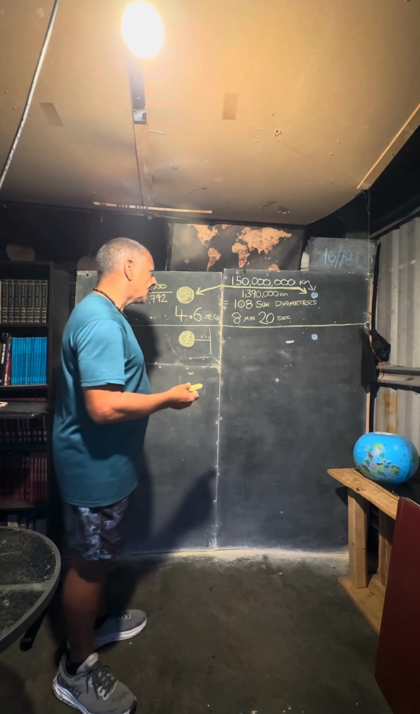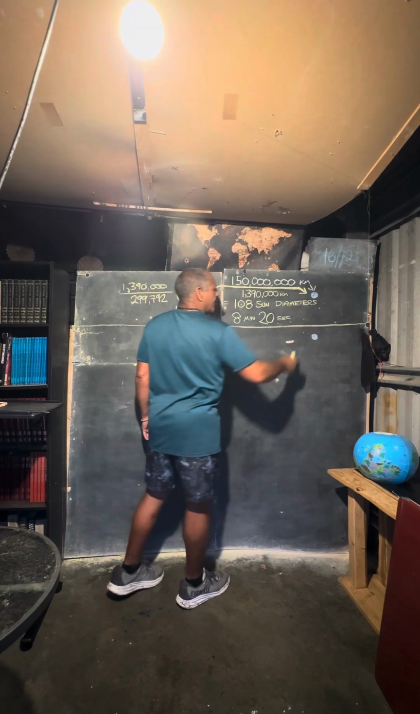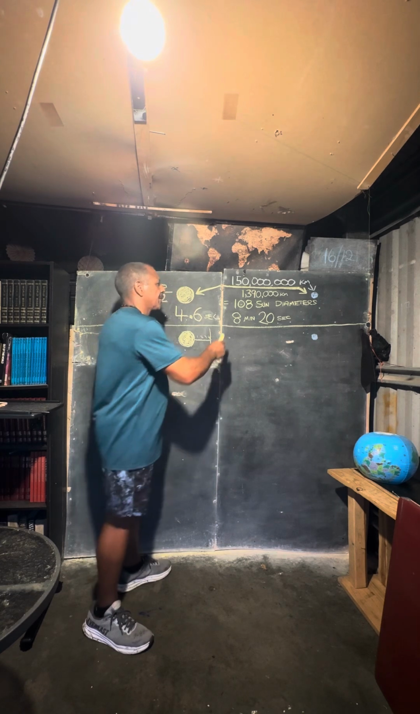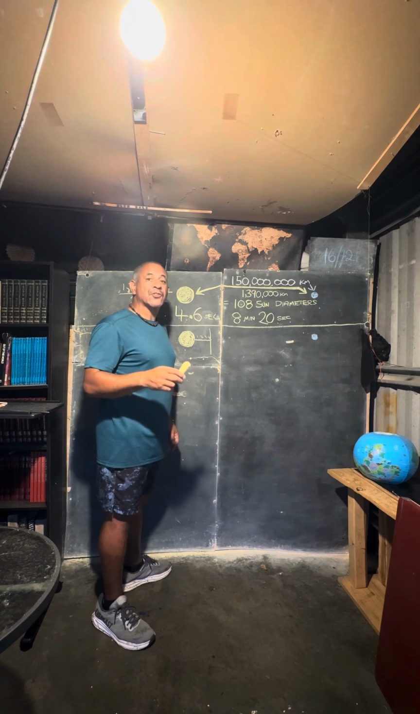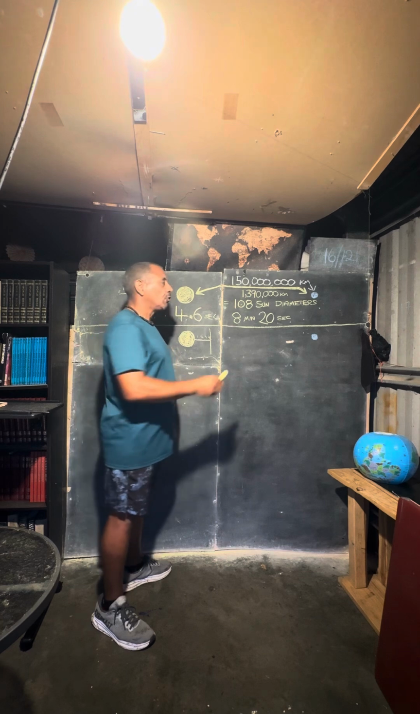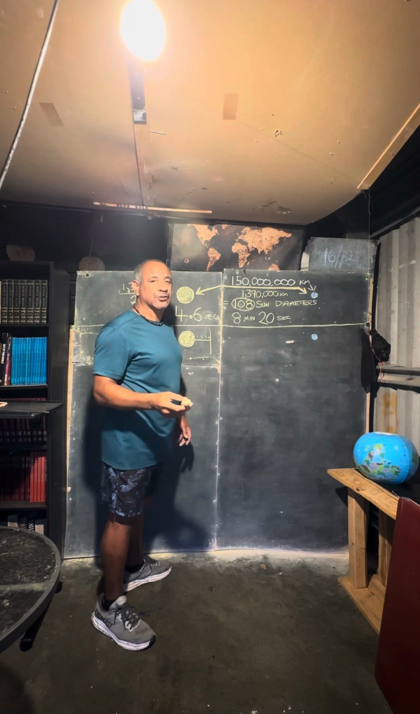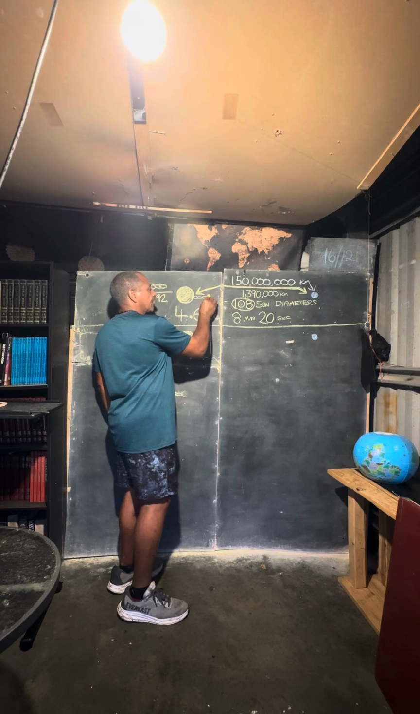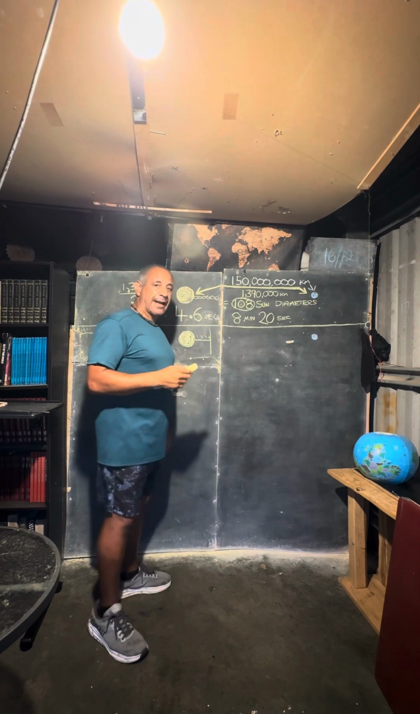Anyway, now the distance between the sun and Earth is allegedly 150 million kilometers. If we divide the distance of 150 million kilometers by the sun's diameter, which is 1,390,000 kilometers, we get the number 107.9. We're calling it 108. There are 108 sun diameters in between the sun and Earth.